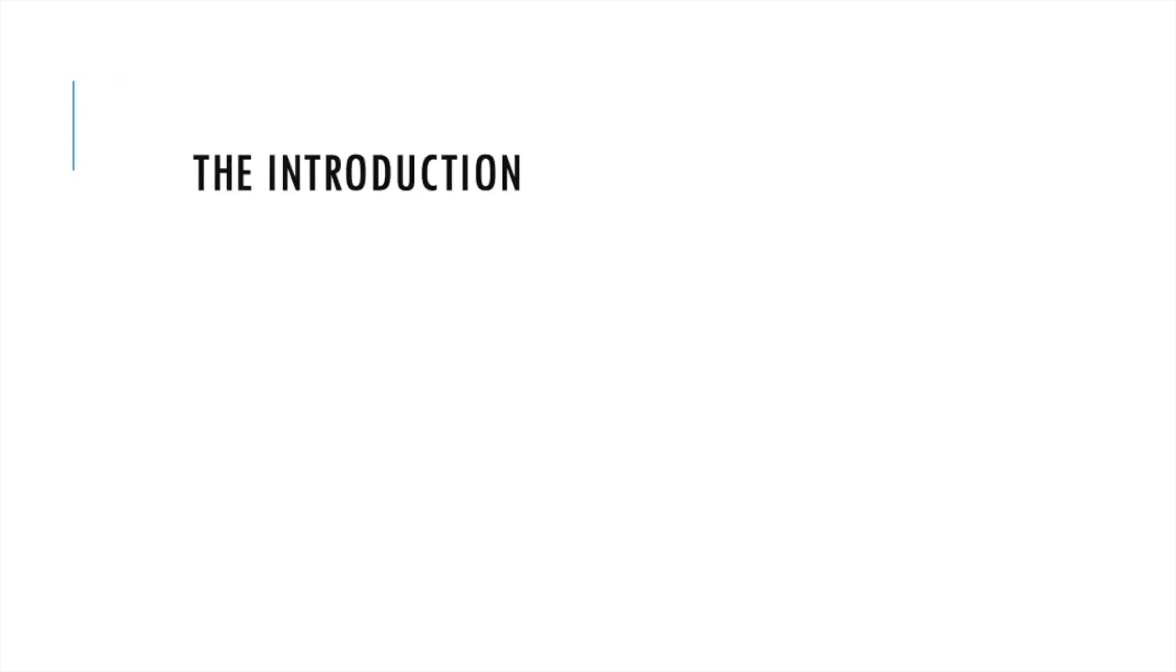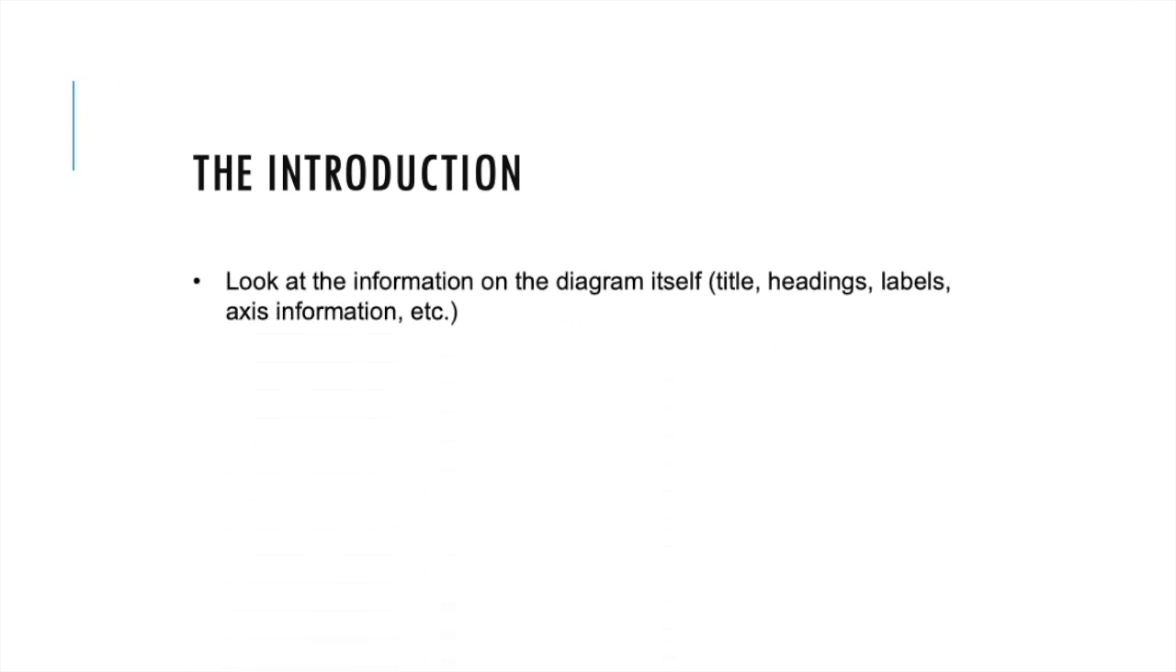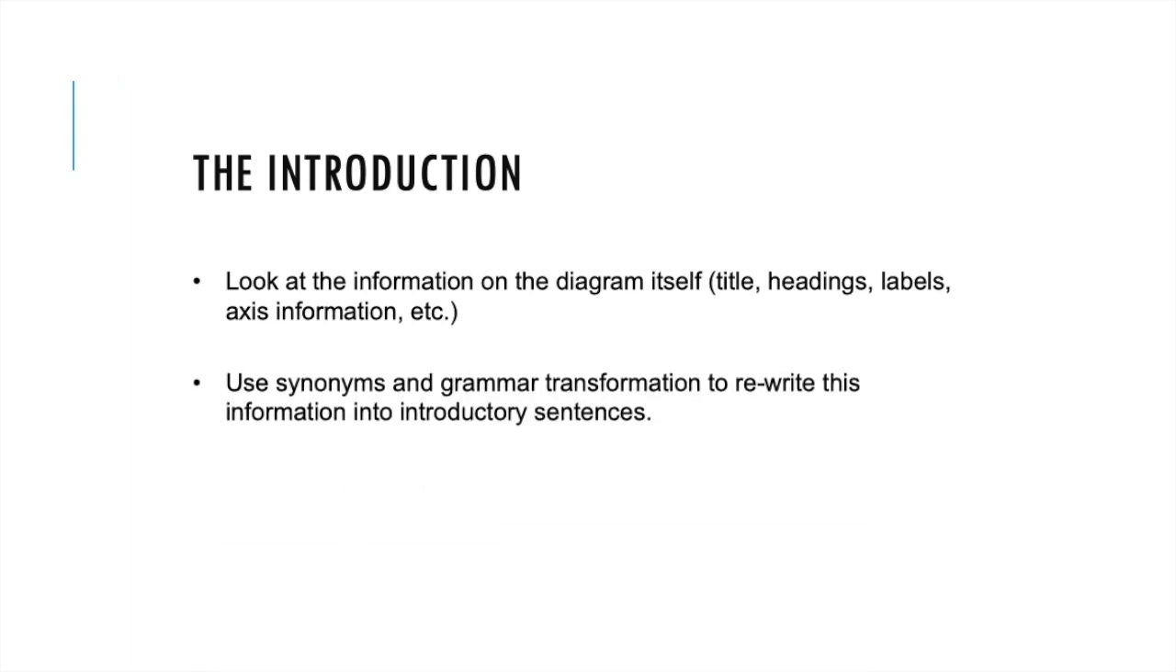So let's have a look at the introduction first. So we need to first analyze the information, and it can take five minutes or so to orientate yourself to the information that you see in the graph. The next thing we have to do, we need to use synonyms and grammar transformation to change the description of the graph. And we'll look on the next slide, we'll do this.